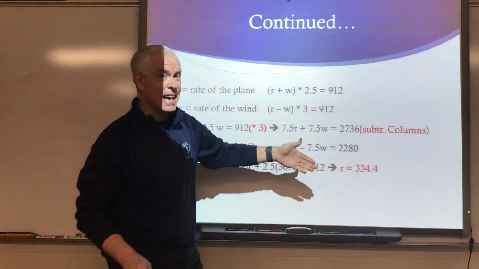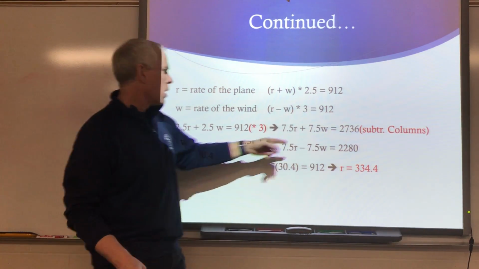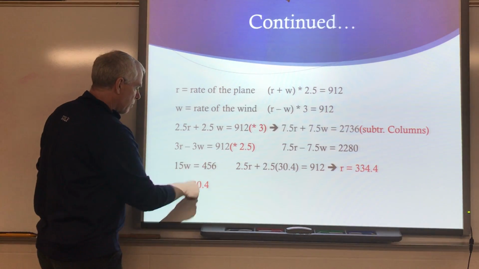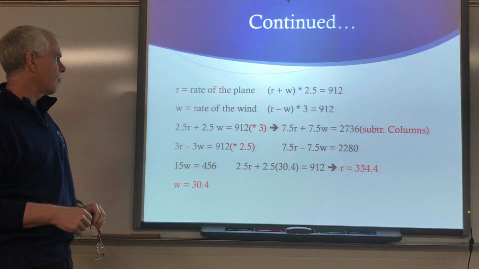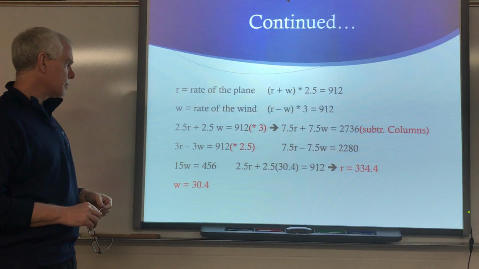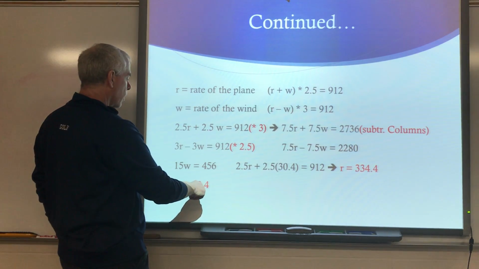7.5 minus negative 7.5 is like plus. So I'm going to get 15w. When I subtract these two, I get 456. Of course, I have to divide by 15, and I get w equals 30.4. So the wind was blowing at 30.4. I don't remember if the units were kilometers per hour or miles per hour. Okay. And then I need to put that 30.4 back in for w.